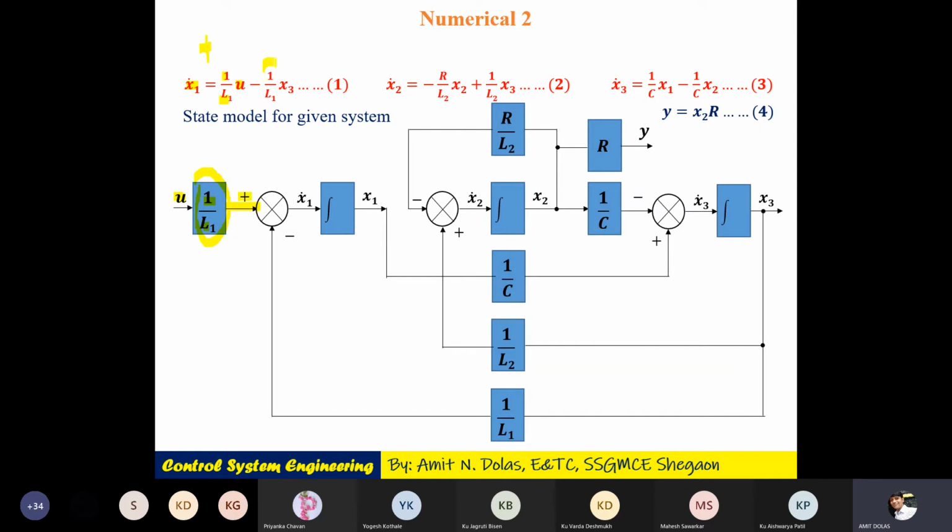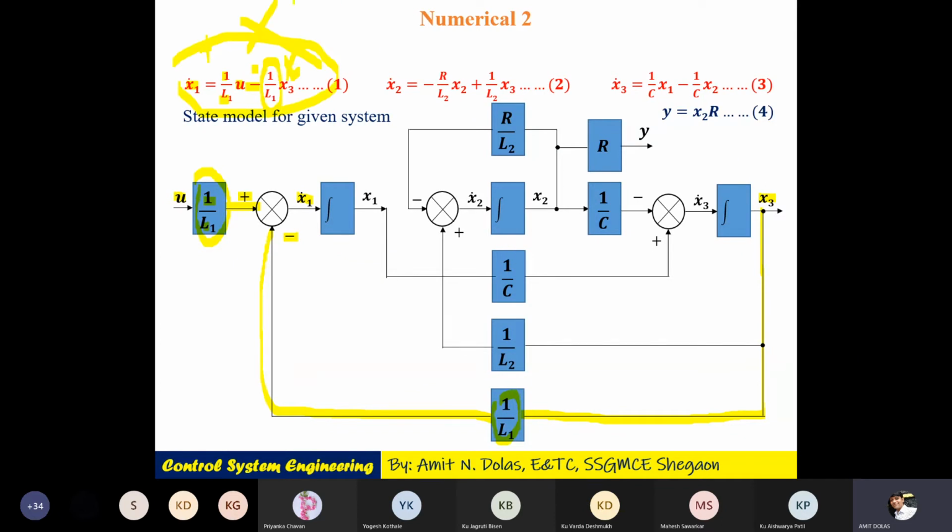What is the second term? It is 1 by L1 but has a minus sign. Where is it coming from? It is coming from x3. Where is x3? x3 is here. Let's draw one line from x3, pass it through the element 1 by L1, drop it to the summing node near x1 dot, and as it has a minus sign, put a minus sign here. This term is over. Don't think of this again.